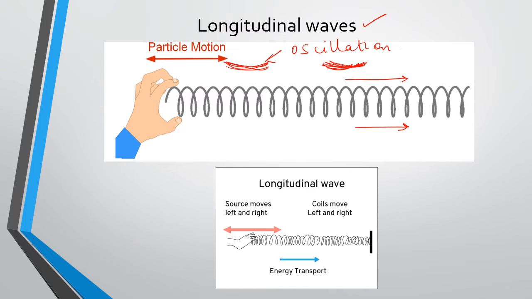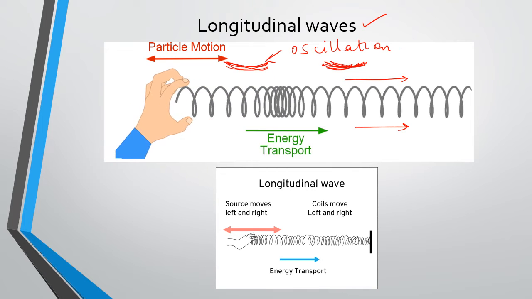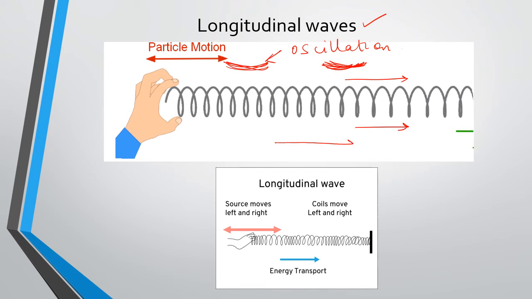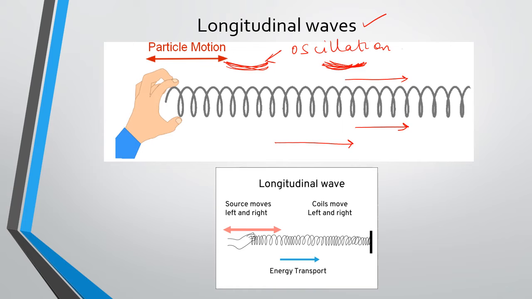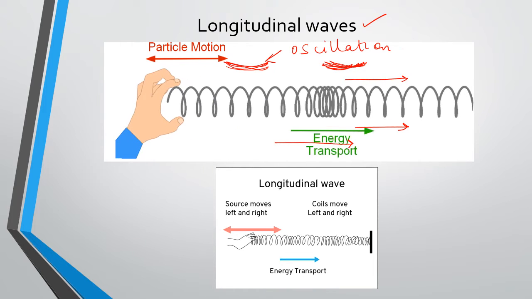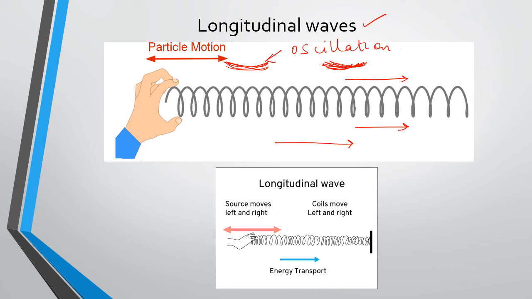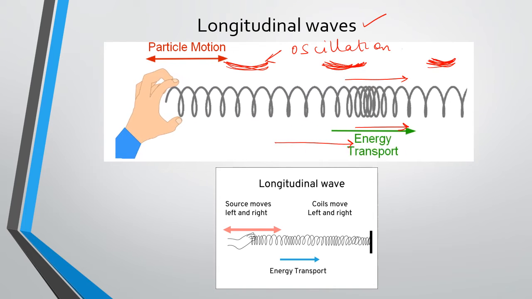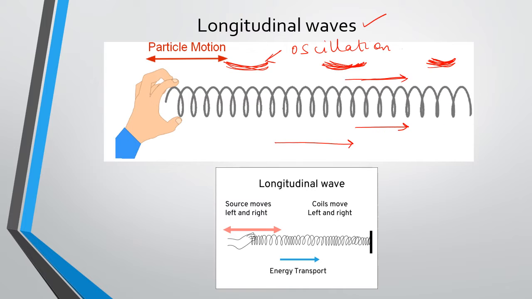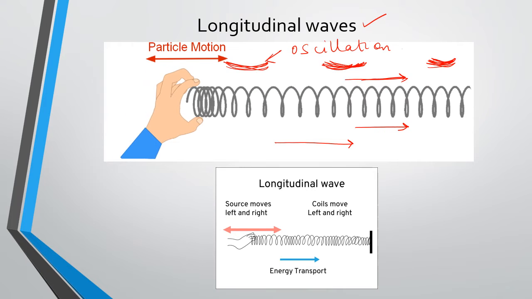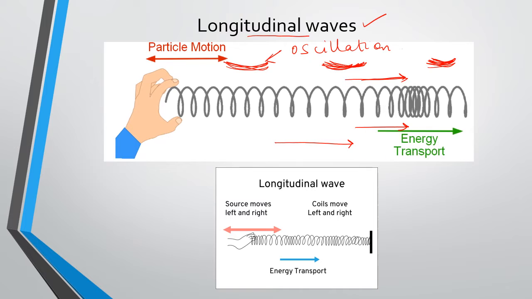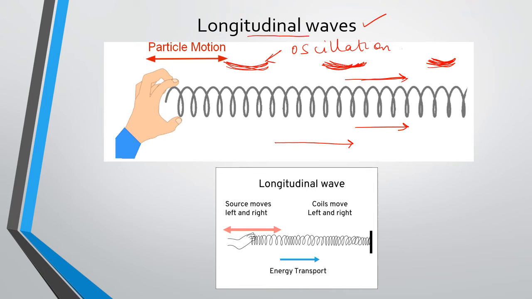So such kinds of waves are called longitudinal waves. When the energy transport is taking place from left to right and the particles of the medium oscillate about their mean positions, which is in a direction parallel to the propagation of the wave, such waves are called longitudinal waves.